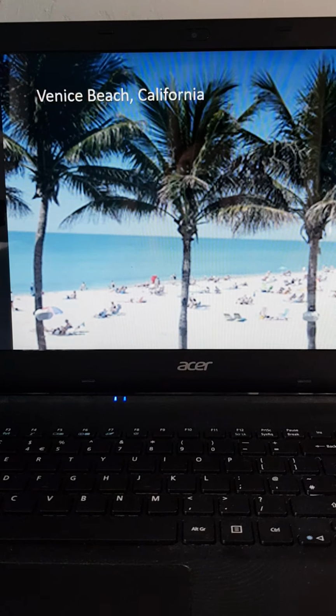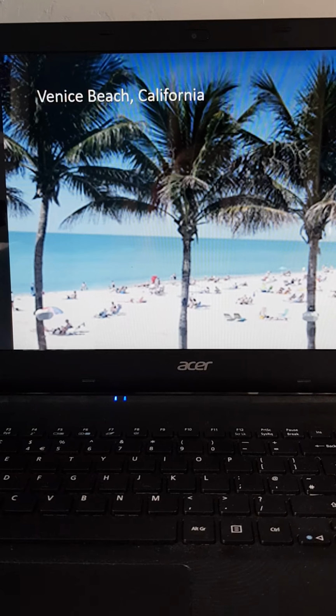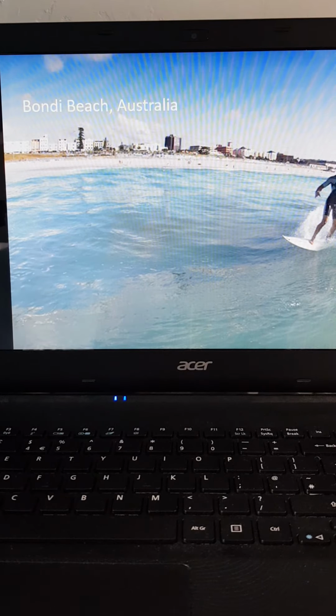Third image, Venice Beach, California. Same 6 questions for this image. You can just keep pausing the film so that you can have a look at the image, get all your ideas down.